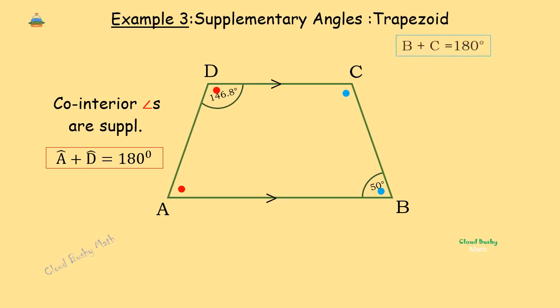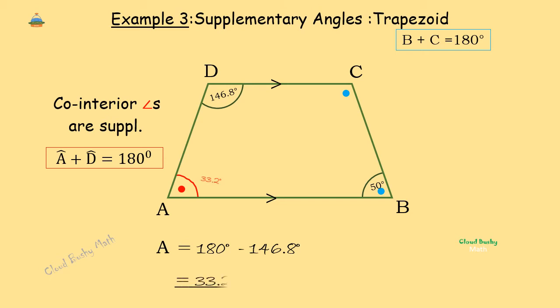Now, what it means is angle A is equal to 180 minus 146.8 degrees, which is 33.2 degrees. Similarly, angle C is equal to 180 degrees minus 50 degrees, that is 130 degrees.